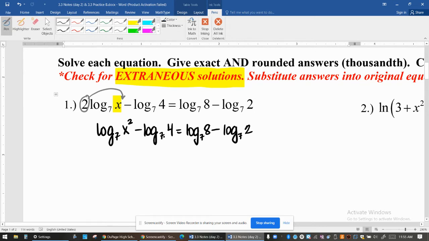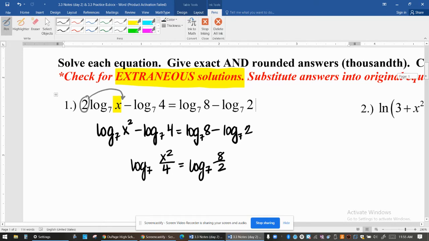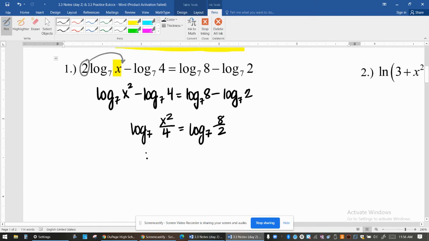You can condense them right away. This was a subtraction, so that's actually a quotient between the x squared and the 4. And this is log base 7 of 8 over 2. So I'm going to simplify 8 over 2, which is actually 4.